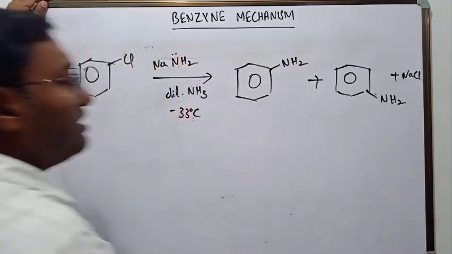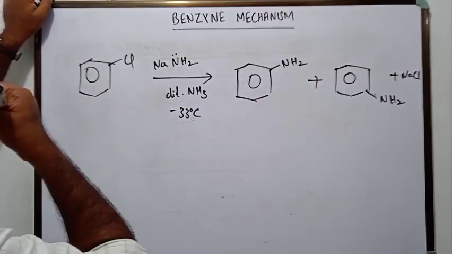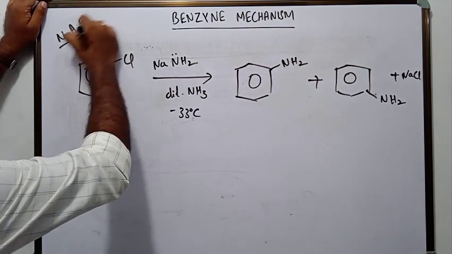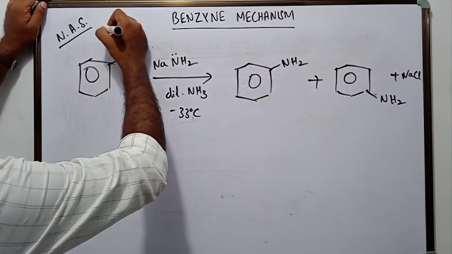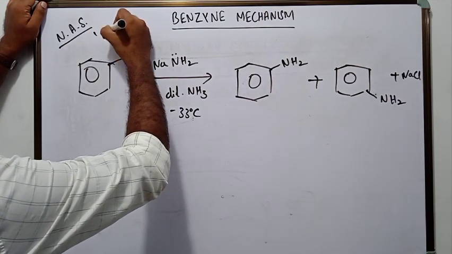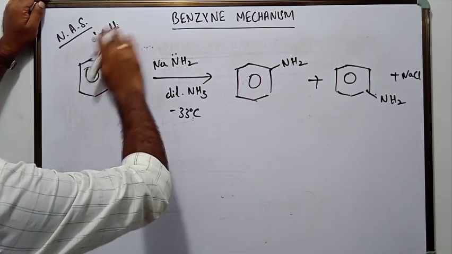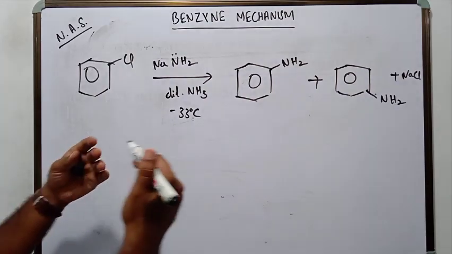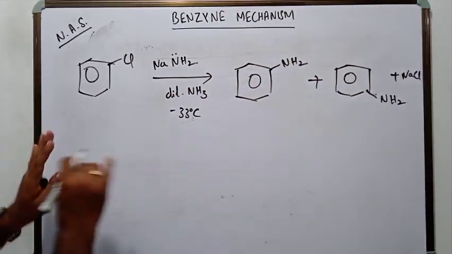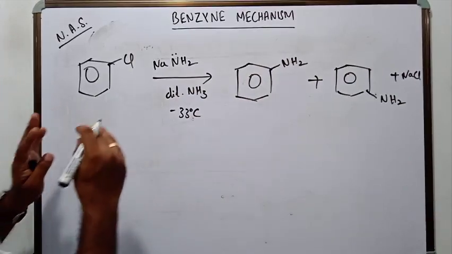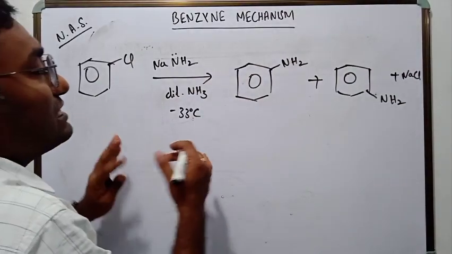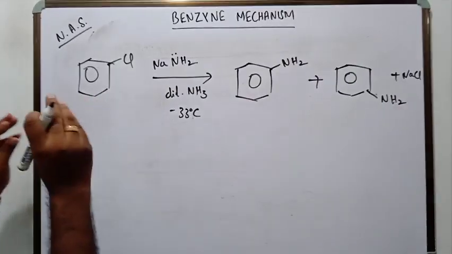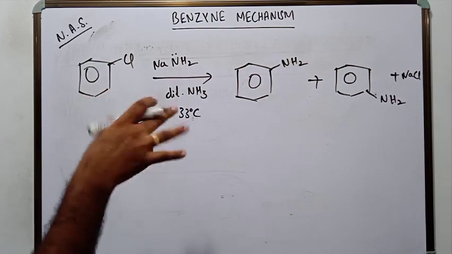That's not important. What is important is that this is also a nucleophilic aromatic substitution reaction, but it is not the normal addition-elimination type. If it was the addition-elimination type, then only one product would have been formed. This is through another mechanism, and in this mechanism it results in the formation of two products. What is the difference between them?